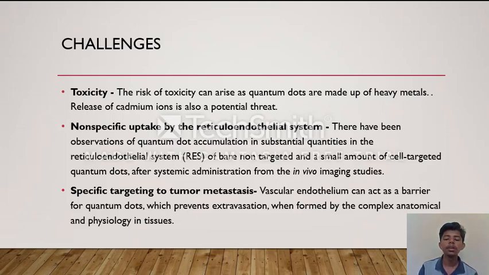Then non-specific uptake by the reticuloendothelial system. There have been observations of quantum dot accumulation in substantial quantities in the reticuloendothelial system, consisting of liver, lymph nodes, spleen, and bone marrow, of non-targeted and small amounts of cell-targeted quantum dots after systemic administration. From the in vivo imaging studies, there can be concerns regarding toxicity to the RES by its non-specific uptake. It also hinders the quantum dots from targeting tumor. This is the main disadvantage.